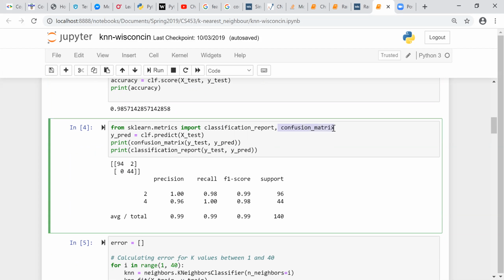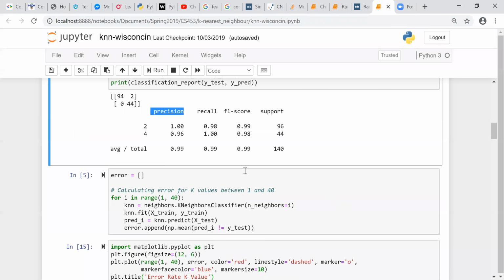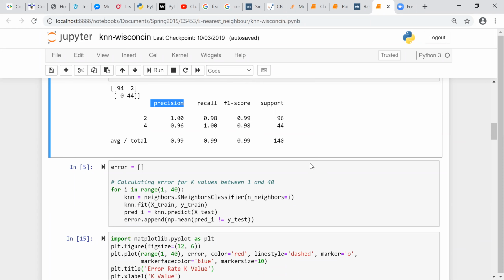And the next part shows what we already know, the confusion matrix. Because over here we only have two classes, breast cancer or not, that's why you only have a 2 by 2 confusion matrix. And the next part shows a classification report. Over here you can get precision, recall, F1 score, those detailed information.